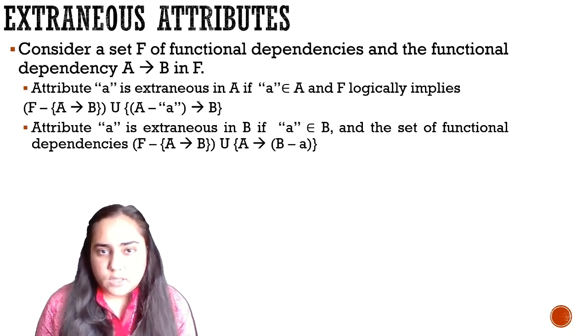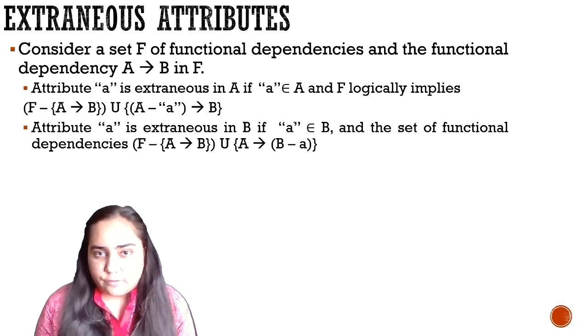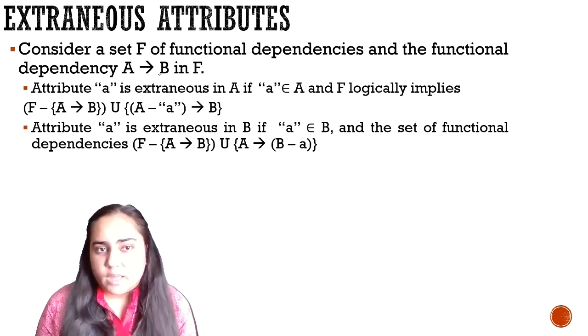Now, if this can logically imply F, which is the set of all the functional dependencies, from which I am removing the original dependency, A determines B, and then performing a union of that with a new dependency where I have removed one attribute from the left side of A determines B. So if this logically implies F, which was the original set of dependencies, that is, if you can derive the original set of dependencies even after removing one attribute from A determines B on the left side, then that attribute small a is an extra attribute and we can remove it.